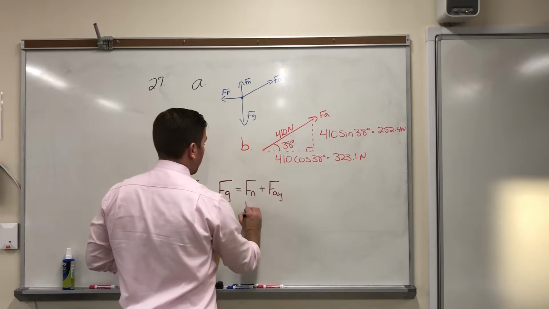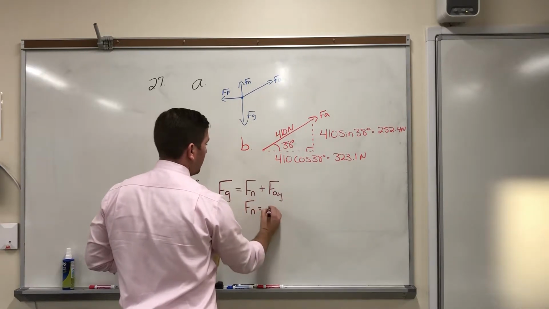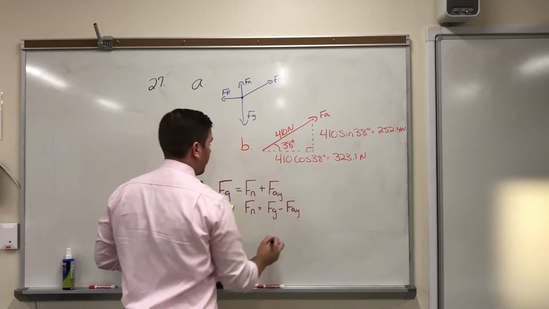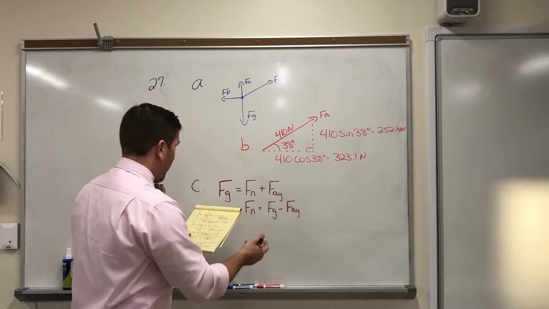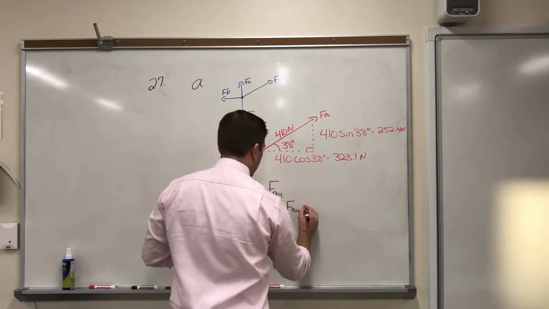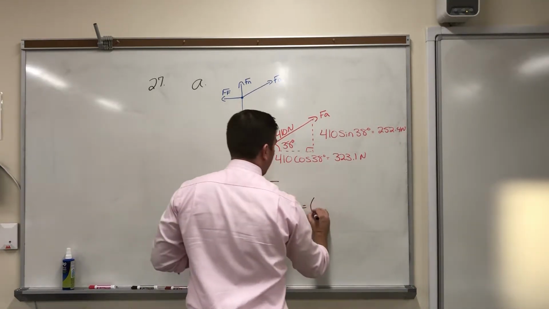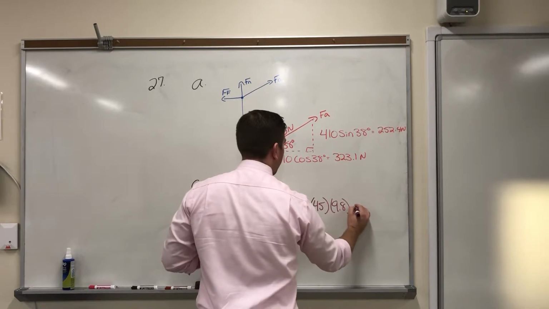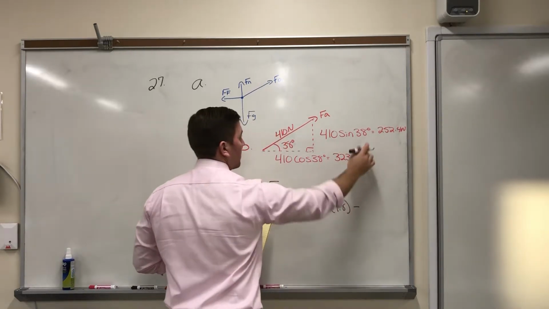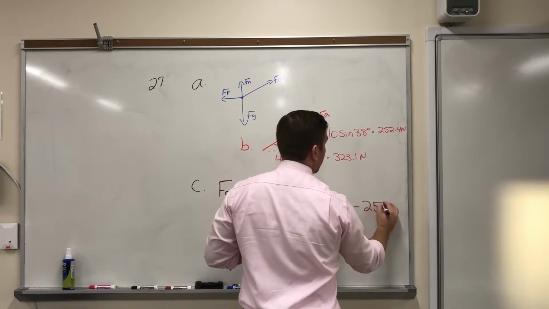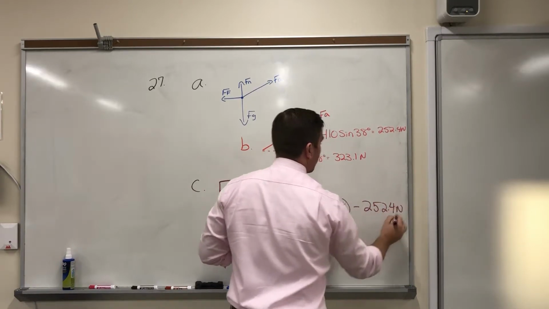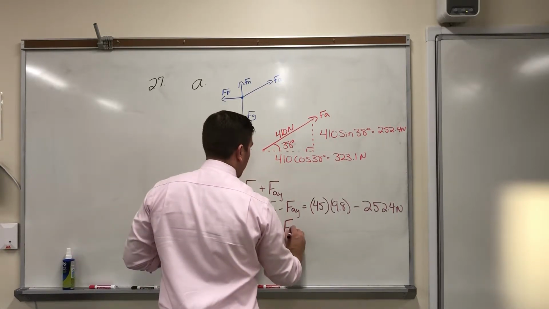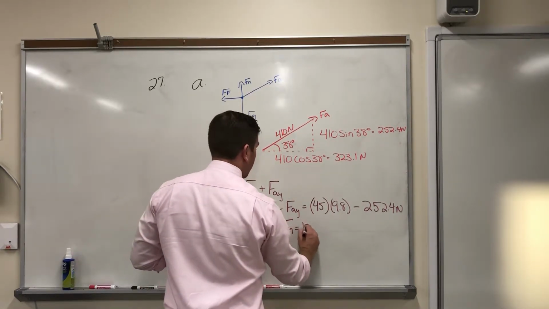So now I want to solve that for the normal, which is just going to be Fg minus Fay. So I have all my numbers. I can just plug right in. Fg is again the mass times 9.8. And I'm subtracting what I just solved for Fay, which is 252.4 newtons. So this gives me a final answer of a normal force of 188.6.